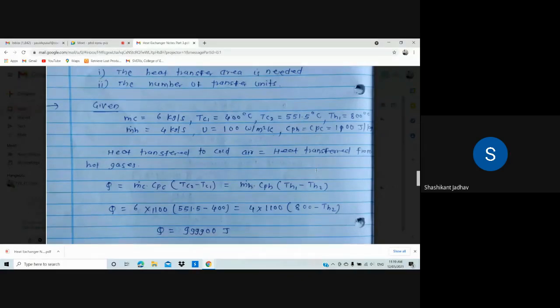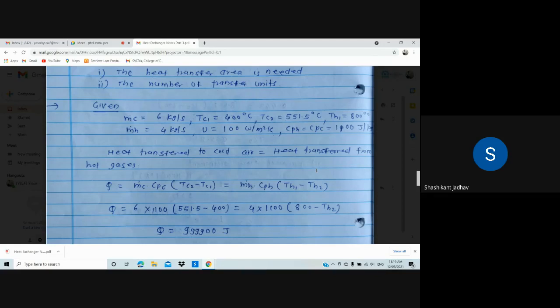So all of you write down, heat transferred to cold air is equal to heat transferred from hot gases. That is nothing but Q.